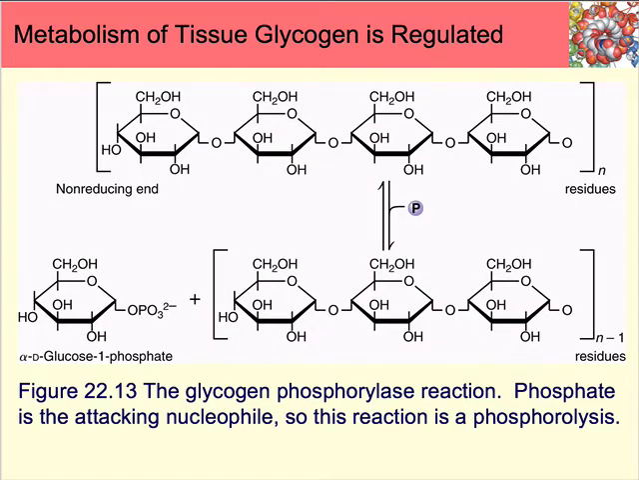The reaction of the glycogen phosphorylase is shown here. Sugar units are cleaved from the non-reducing end of a chain to produce glucose 1-phosphate as shown. Note that phosphate is the attacking nucleophile, so this reaction is a phosphorolysis, not a hydrolysis.